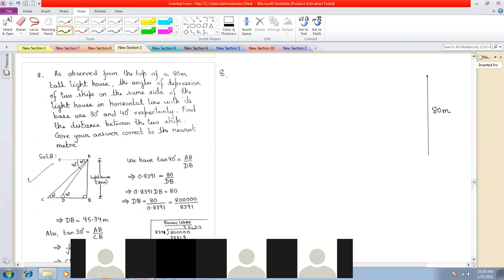The angles of depression, not the angles of elevation. That means the observer is at an elevated position and is observing down. This is the observer, observing somebody who is at a depressed position. The angle of depression of two ships on the same side of the lighthouse. What do you mean by same side? As I told you, you can take the two ships here, let us say C and D, or you can take C and D here also, no problem. We'll come to a case where the ships are on the opposite side.